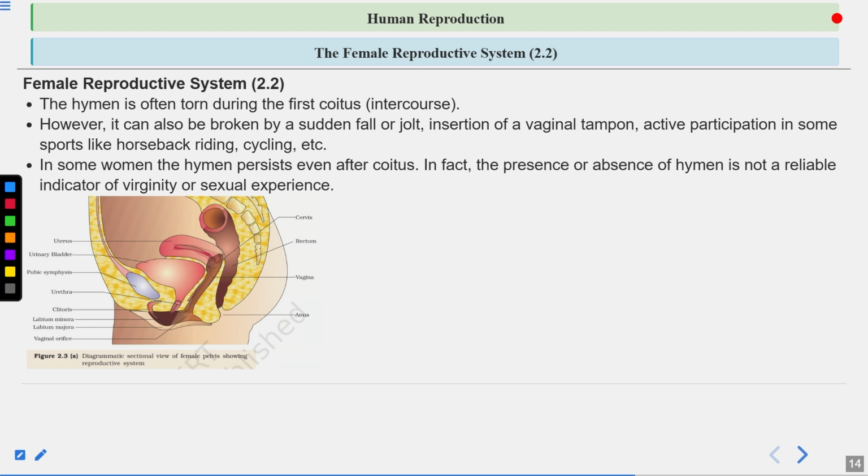Okay, so again, we have discussed this female reproductive system here. We are talking about the external genitalia.